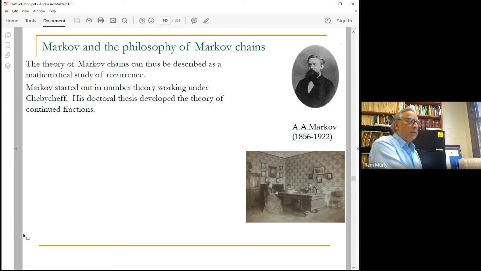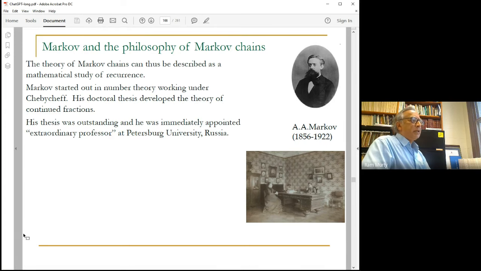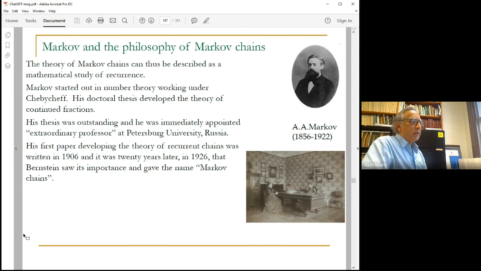Markov started out in number theory, working under Chebyshev. His doctoral thesis was the theory of continued fractions. His thesis was outstanding. He was immediately appointed extraordinary professor at Petersburg University in Russia. His first paper developing the theory of recurrent chains was written in 1906, and it was only 20 years later, in 1926, that Bernstein saw its importance and gave it the name Markov chains. Poor Markov did not live to see the importance of his work because he died in 1922.